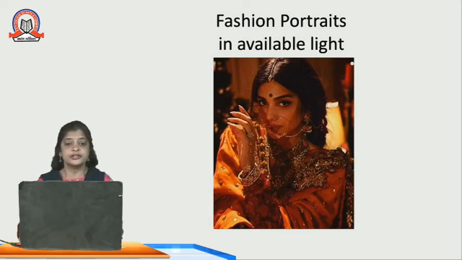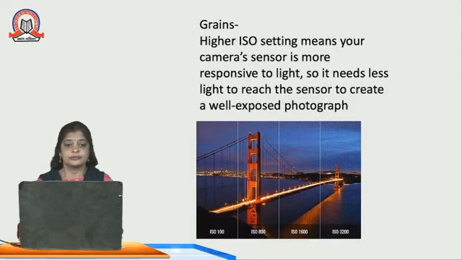Fashion portraits in available light. The high ISO is also very useful to cover portraits in available light, because the high ISO helps to click pictures in a low light situation. What do you mean by grains? Now see the picture. There is a difference between ISO 100 and the high ISO. The right side shows you the fast ISO.